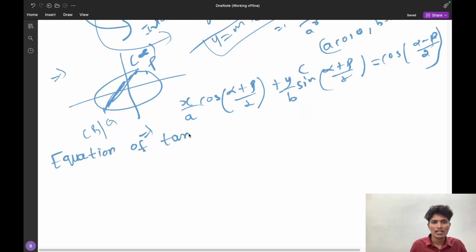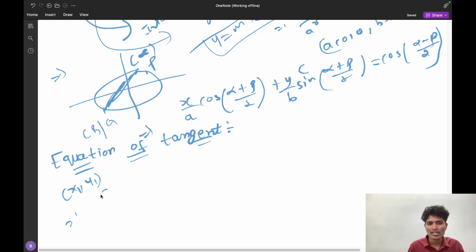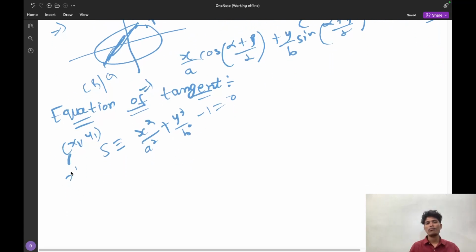Equation of tangent. Now let's discuss the equation of tangent. What is the equation of the tangent? In the point form, first I am discussing. The point form is very easy. Anyone can write. I already discussed what the S1 notation is. That is x square by a square plus y square by b square minus 1 is equal to 0. Now what is the equation of the tangent in the point slope form?